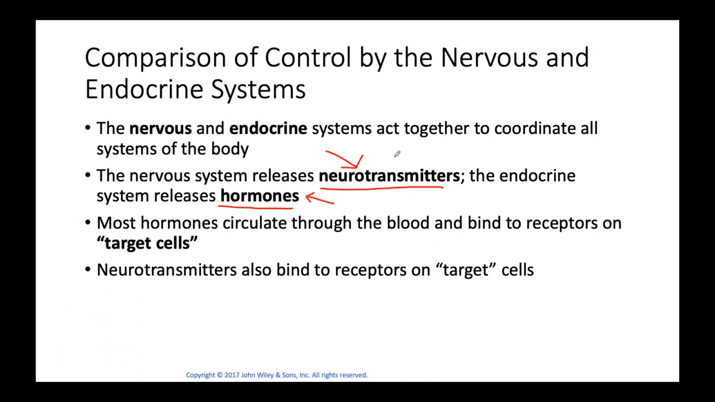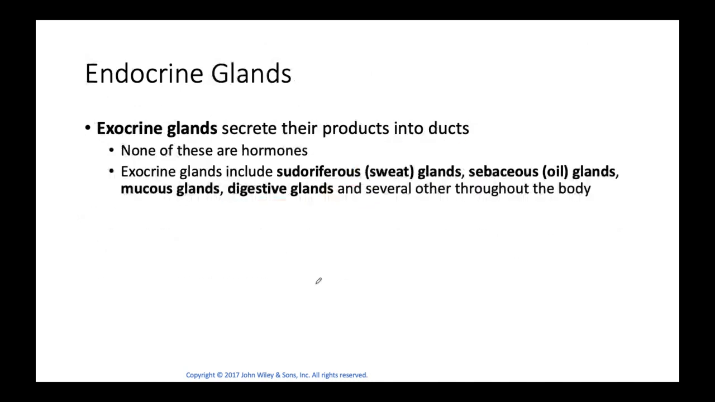Now, neurotransmitters should sound a little bit familiar, even though we haven't covered the neural system as of yet. We covered the muscular system, and when we did muscles, we talked about a neurotransmitter called ACH, which was acetylcholine, right, at that neuromuscular junction. So you're a little bit familiar with that term. Hormones are going to circulate through the blood and bind to receptors on target cells, and neurotransmitters also bind to receptors on target cells.